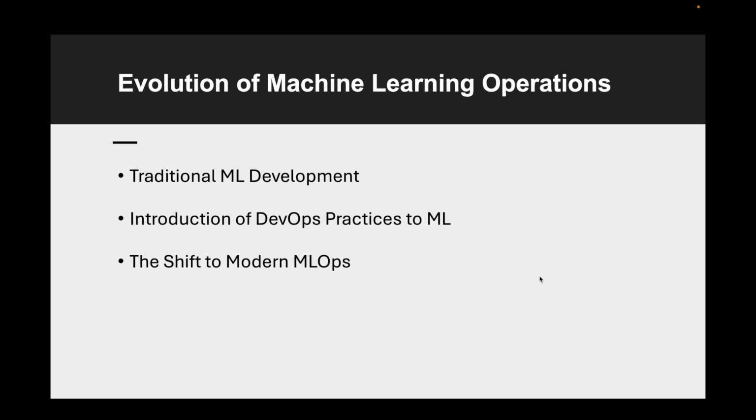The shift to modern MLOps. As organizations scaled their ML capabilities, the need for automated workflows, better monitoring, and reproducibility became crucial. Modern MLOps focuses on closing the gap between development and production, ensuring models are continuously integrated, tested, deployed, and monitored.